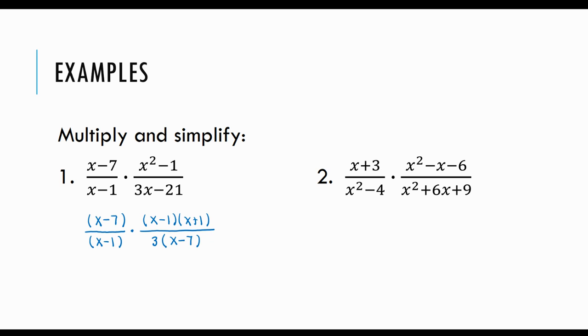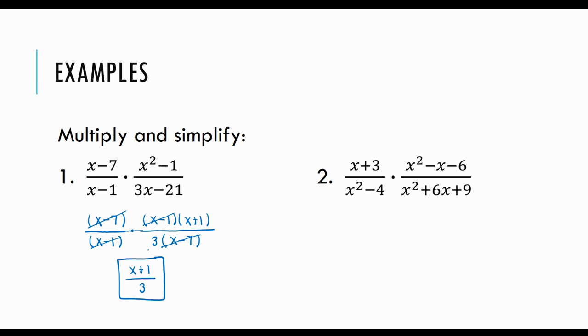Essentially with everything factored like this, you can think of it as one big fraction. Now all 3 of those factors are on the top, and these 3 factors are on the bottom. So what's in the numerator that's also in the denominator? Well, an x - 7 and an x - 1. That leaves you with an x + 1 on the top, and a 3 in the denominator. I can't simplify that any further, so this is my answer.